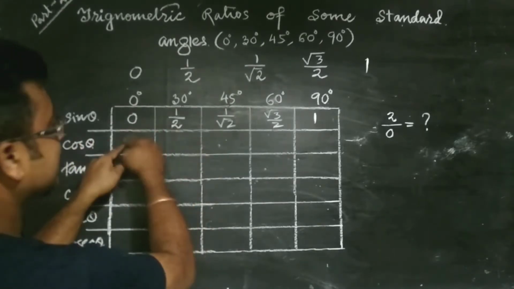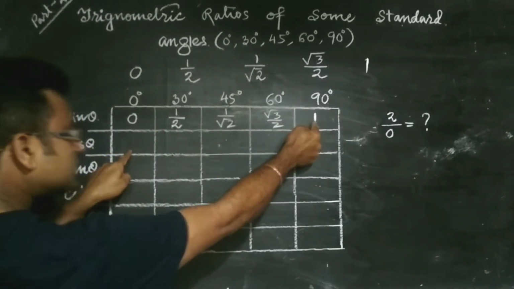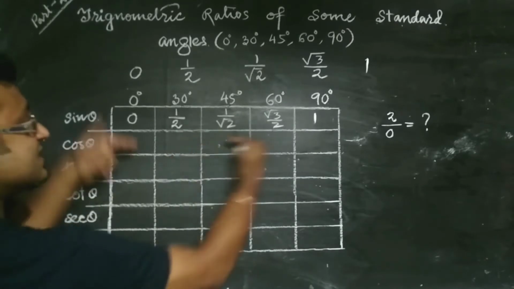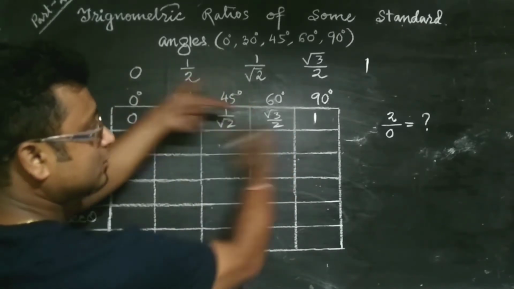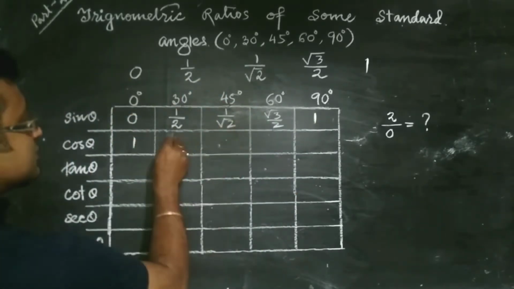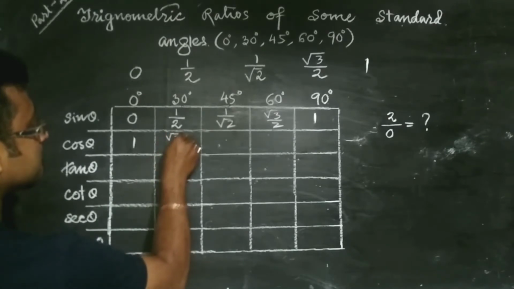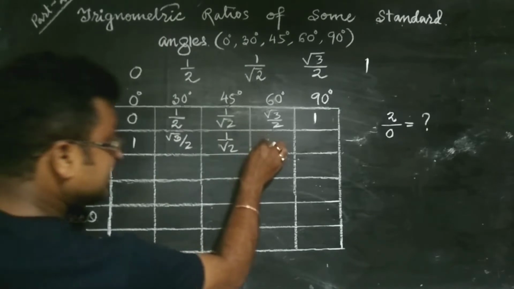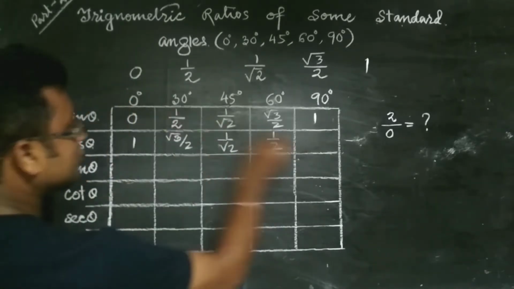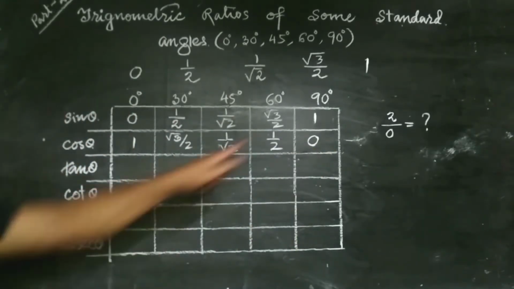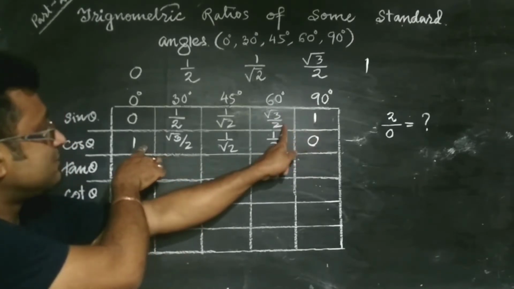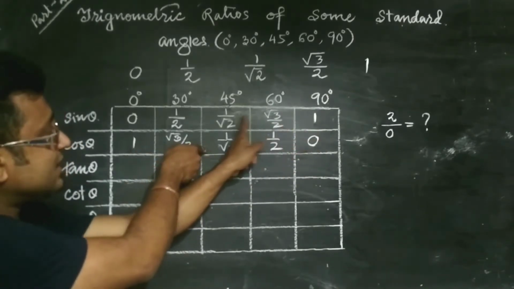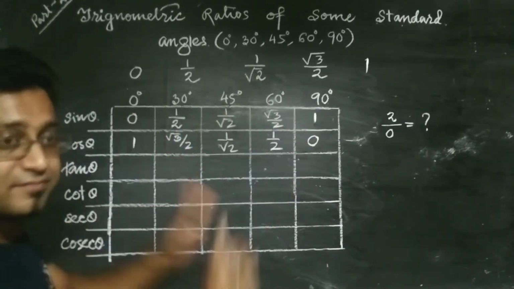Now, cos में क्या करोगे? Just place these values here in the reverse order. समझ रहे हो? So 1 will come here. This root 3 by 2 will be here. This 1 by root 2 will remain here. 1 by 2 here. And 0 will be here. Clear to everyone? 1 I have written here. Root 3 by 2 here. 1 by root 2 here. Half here. 0 here. Fine.